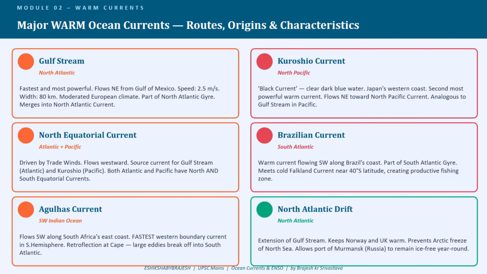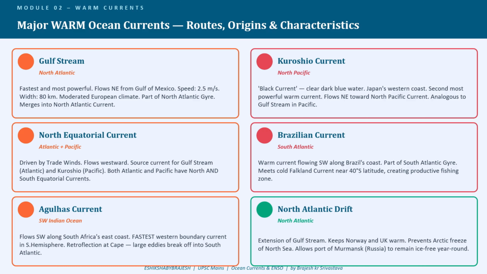And the North Atlantic Drift, the extension of the Gulf Stream into the subarctic, keeps Norway's fjords and the Russian port of Murmansk ice-free year-round despite being at 70 degrees north latitude. This has been strategically important for centuries and climatologically important as a signal of thermohaline circulation strength.